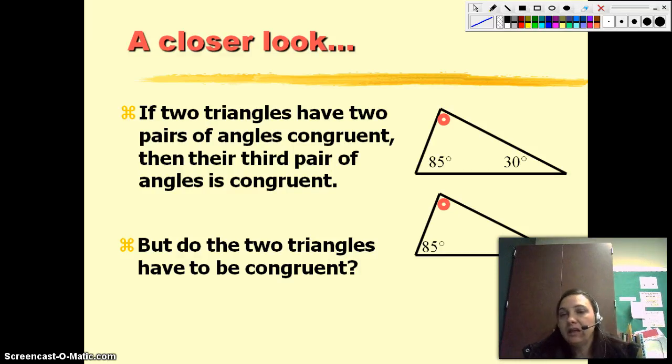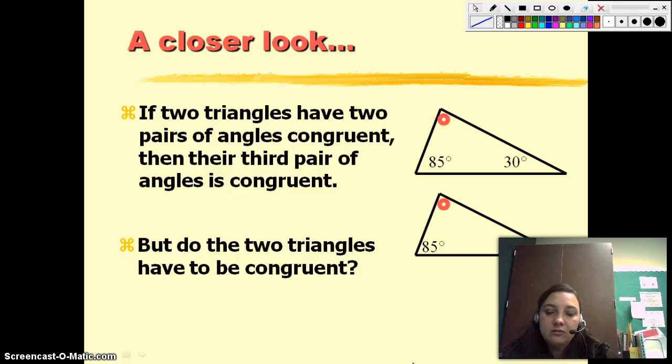So what we're looking at here is the 85 and the 30, which add up to 115. Because the angles in a triangle have to add up to 180, that gives us 65 here for the red circle. Same thing here: I add 85 and 30, that gives me 115, subtract that from 180, and my red circle is also 65. So when two of the angles in one triangle are congruent to two angles in another triangle, then the third angles are also congruent.